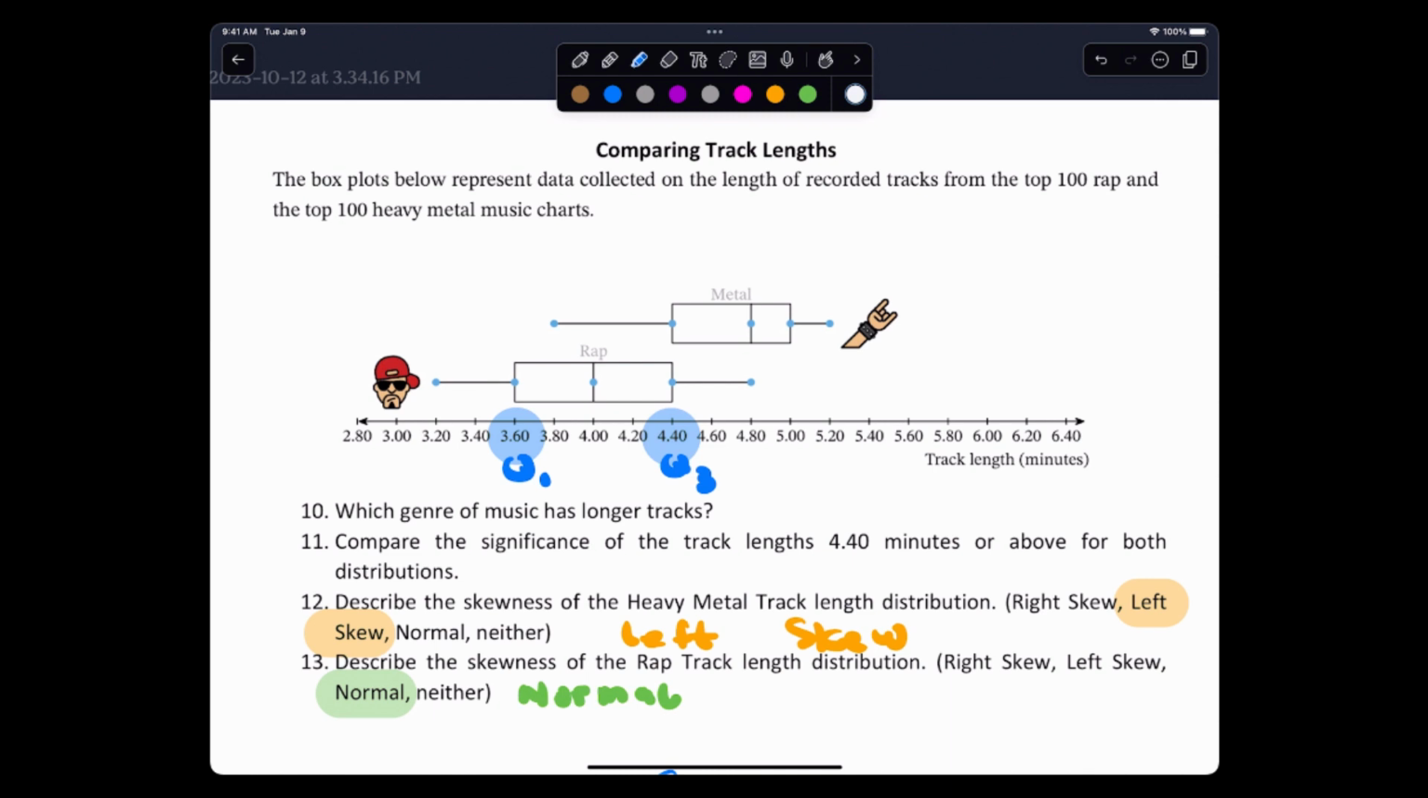Anybody else want to share their favorite metal act? What's your favorite? Avenged Sevenfold? Anybody else? You like Ozzy Osbourne? His new stuff or his old stuff? What do you like? The old, they're called oldies? I think I was in middle school when that stuff was coming out. The oldies. I was in middle school when the oldies started.